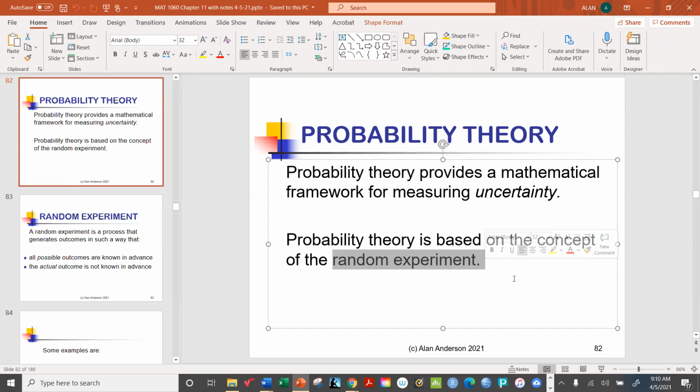With that information in hand, you could ask a question like this. Let's say I flip the coin 10 times and I want to know the probability that all 10 of them are heads. Well, that's the kind of thing that probability theory can help us understand how to calculate. It's going to provide a structure to our calculations so that we can determine the probabilities of different events taking place.